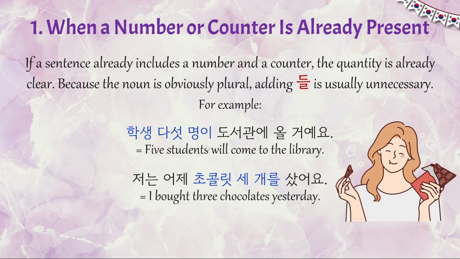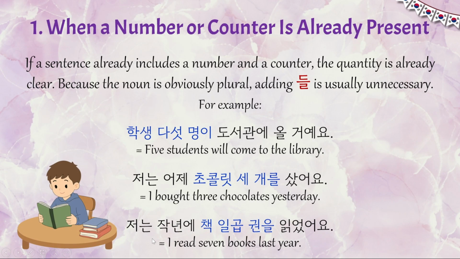Next example. 저는 어제 초콜릿 3개를 샀어요. I bought 3 chocolates yesterday. So here, 3 chocolates, 초콜릿 3개를. The number of chocolates is precisely mentioned in the sentence. So we do not attach 들 to the noun.